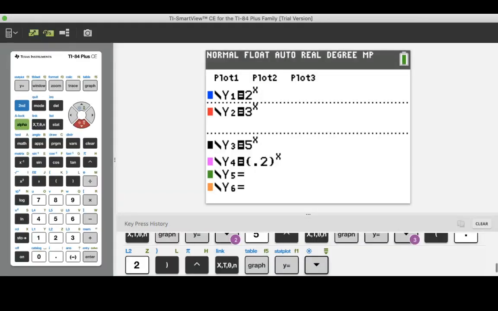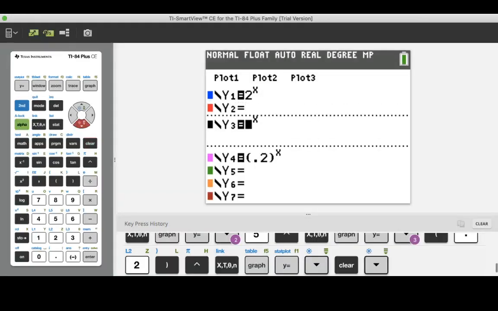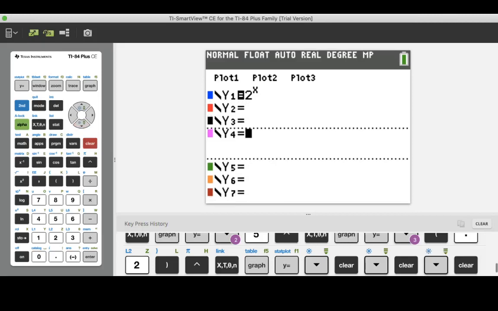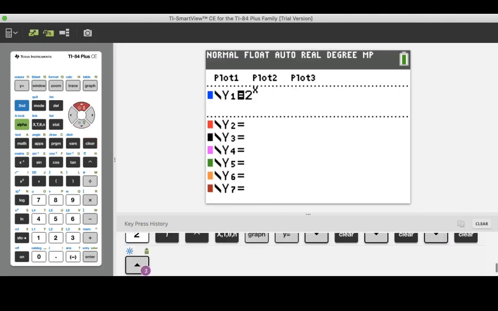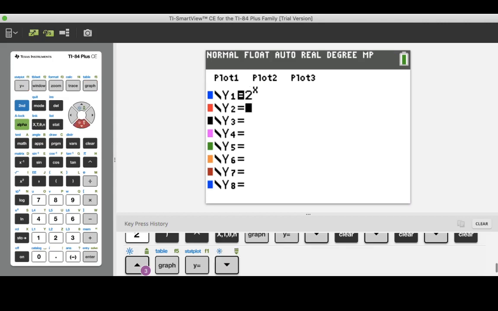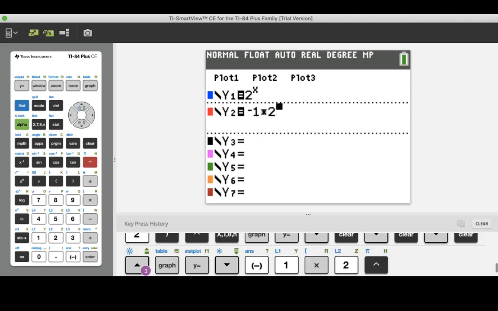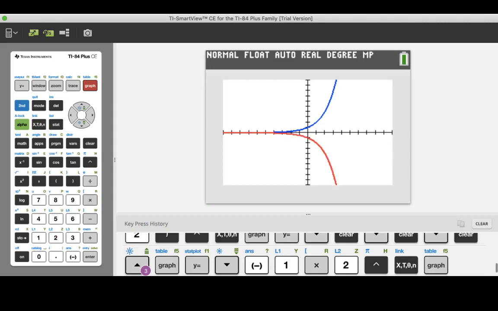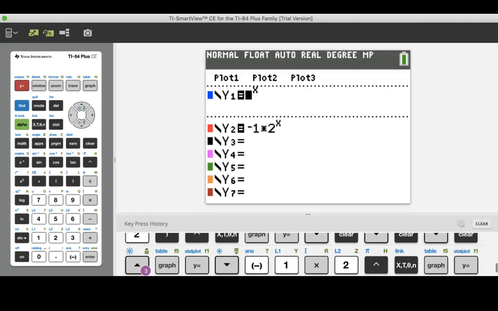Right, so what we're talking about is this. When b is positive and a is positive, we're getting an increasing graph that is above the x-axis. When b is positive but a is negative, so something like -1 times 2 to the power of x, that's when we get a decreasing graph and it is below the x-axis. So we're starting off high and we're getting smaller as x gets bigger. So that's a decreasing graph.